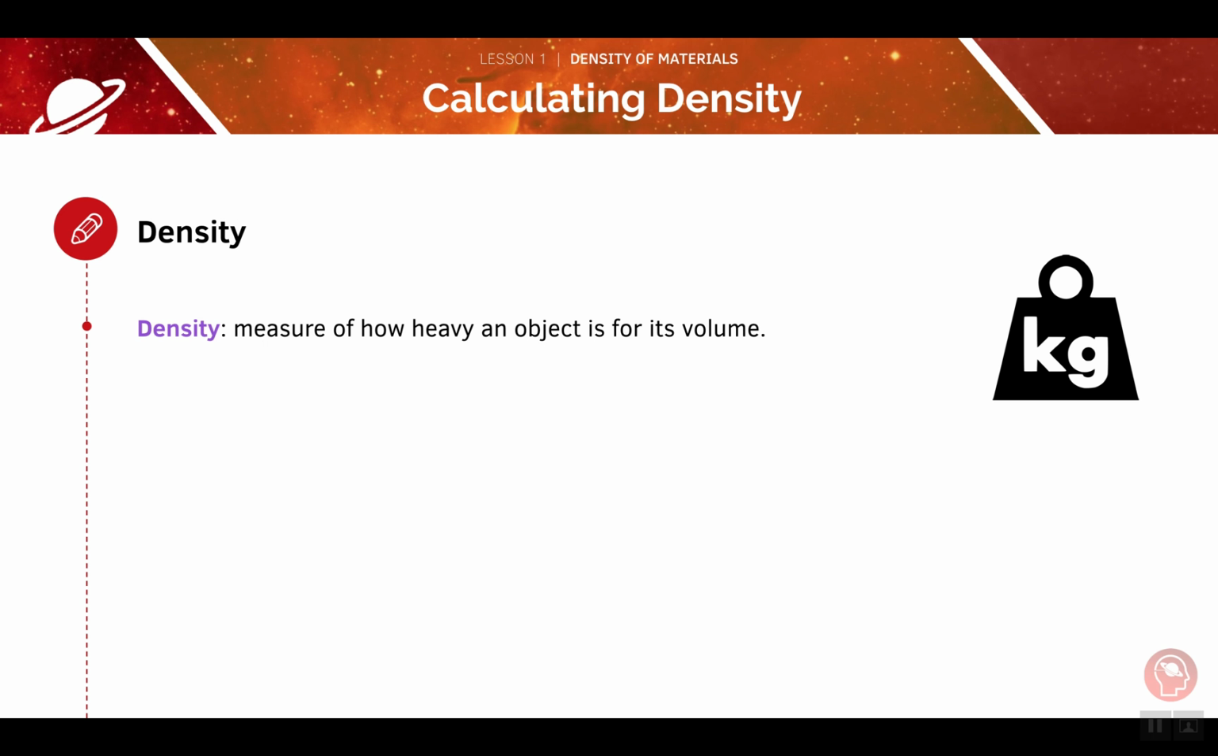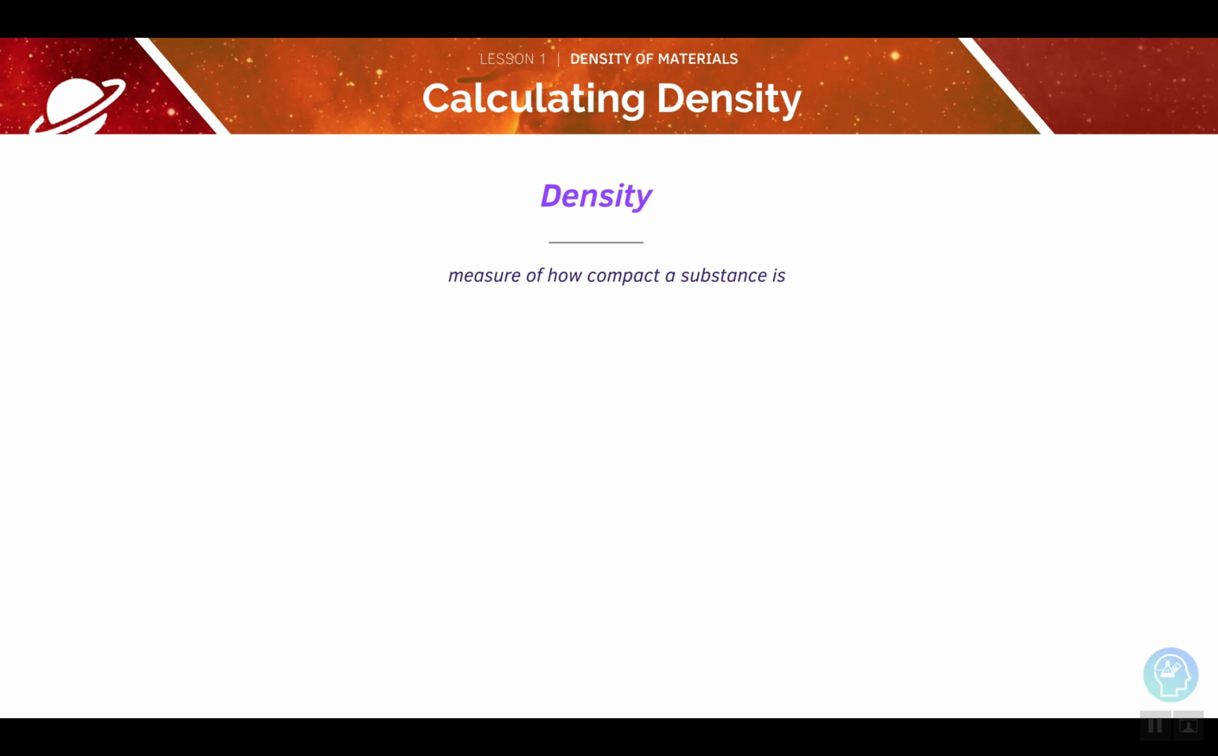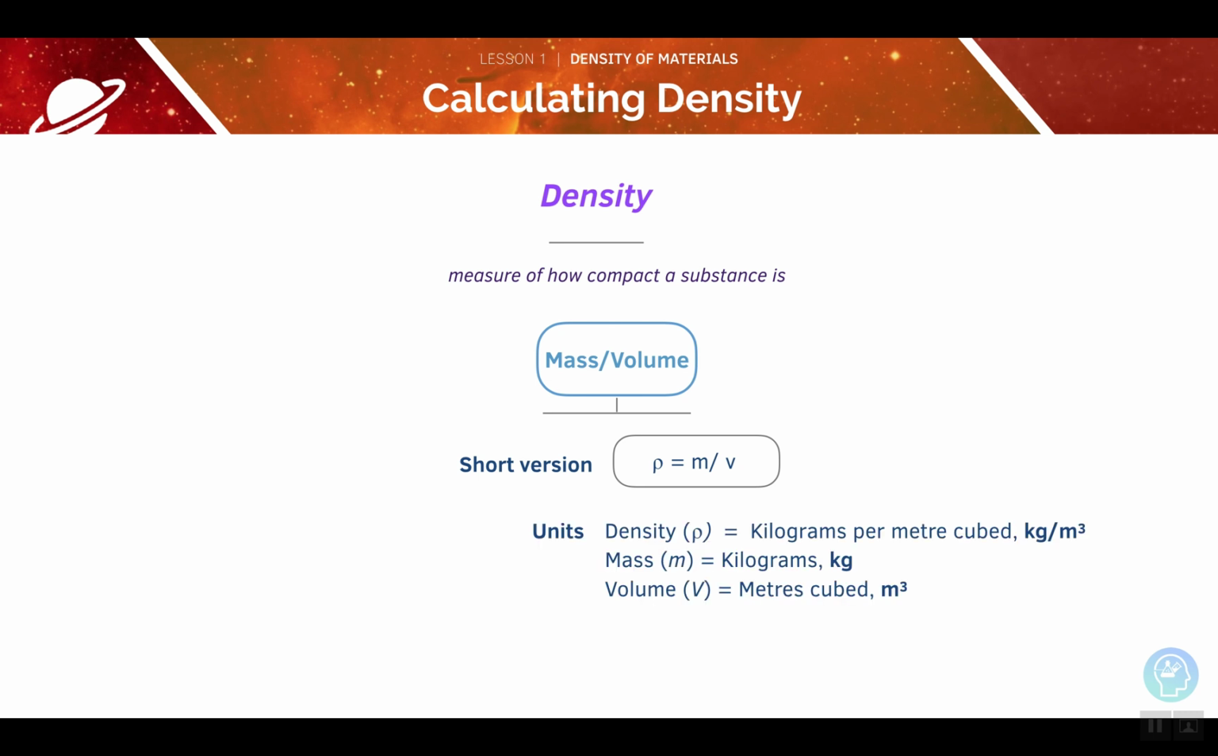Density is a measure of how heavy an object is for its volume. In other words, it's a measure of how compact a substance is. We can define it using this equation, mass divided by volume. Here's the short version you can use in AQA exams.